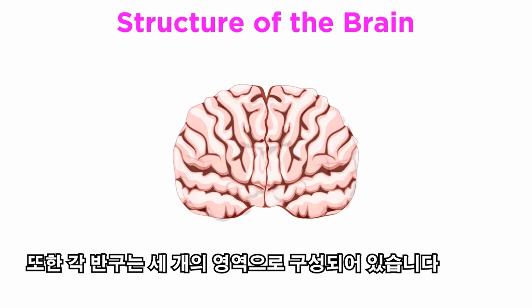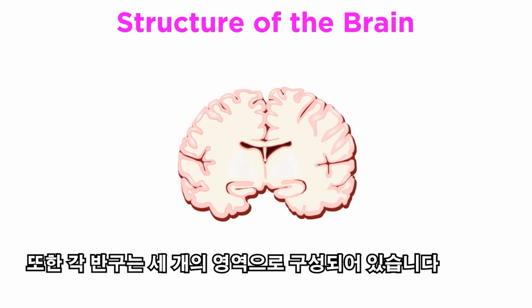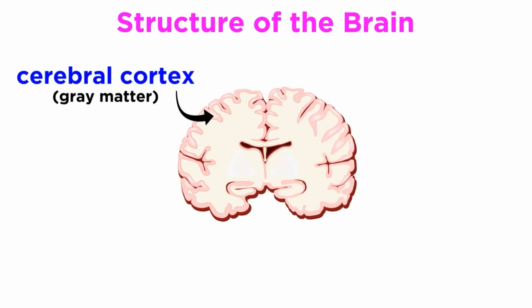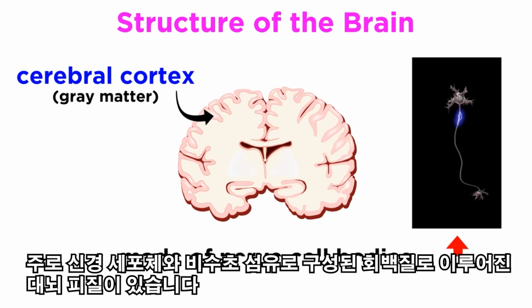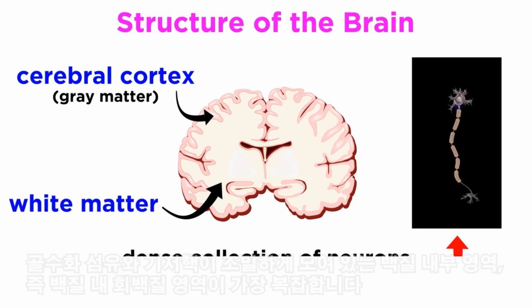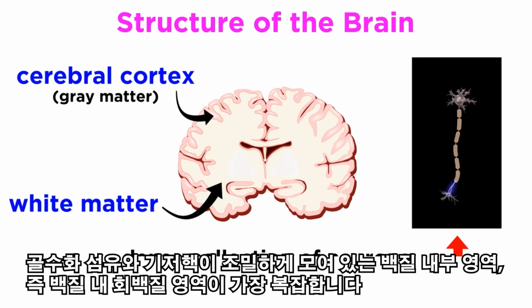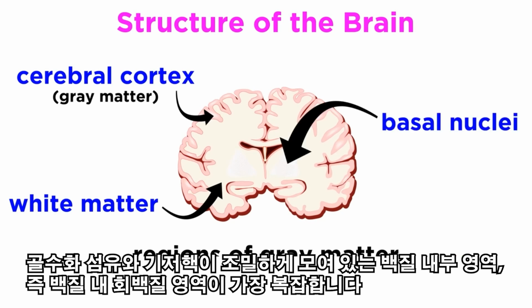We can also describe each hemisphere as exhibiting 3 regions. There is a cerebral cortex made of gray matter, consisting mainly of nerve cell bodies and non-myelinated fibers, an internal region of white matter, which is a dense collection of myelinated fibers, and basal nuclei, or regions of gray matter within the white matter.